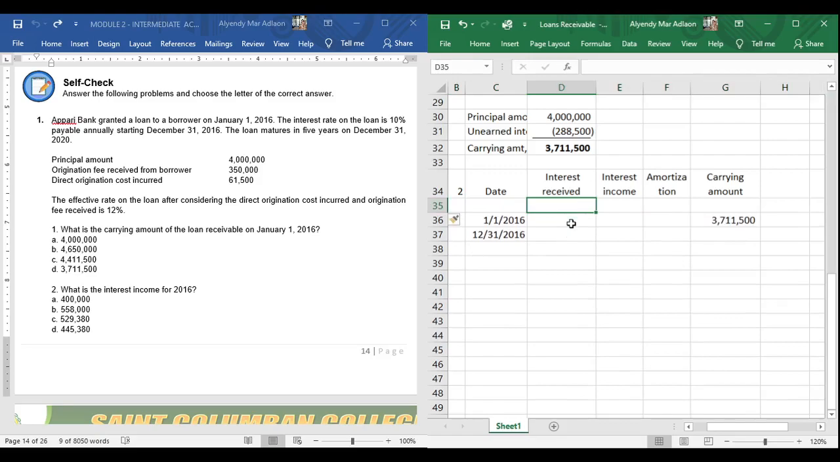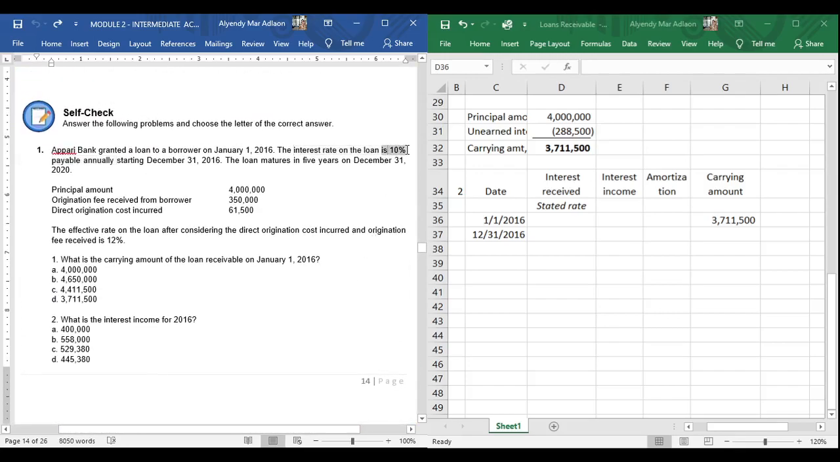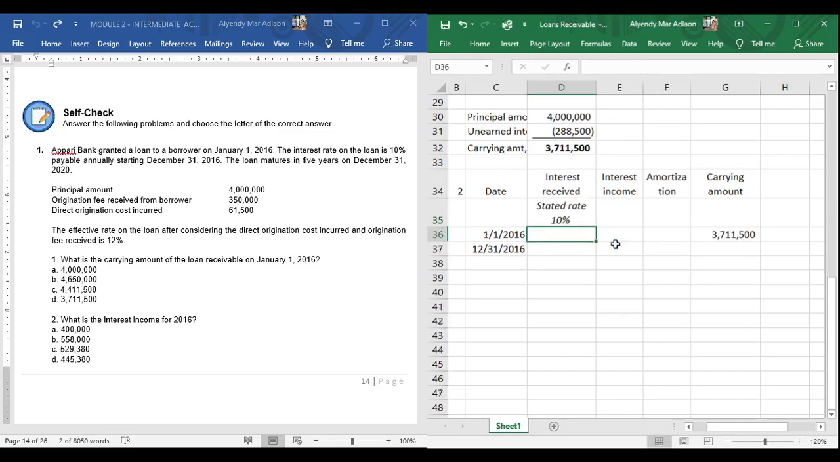Okay? What is the stated rate? The stated rate is what is stated in the contract. What is stated in the contract? This: what the customer will pay. The interest rate in the loan is 10% payable annually. So, meaning, this is what the customer will pay as interest, to their knowledge. Okay? So, the stated rate in this case would be 10%.